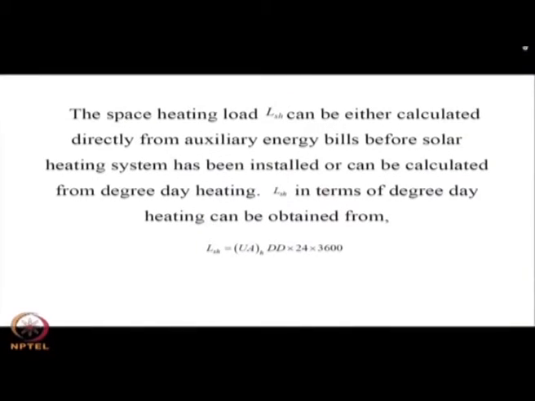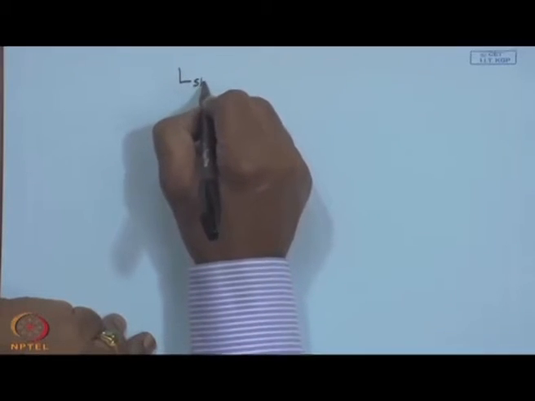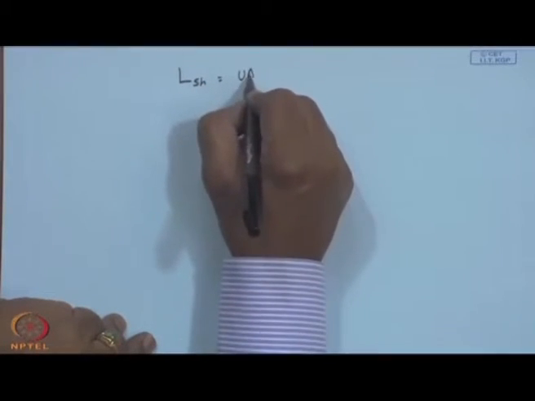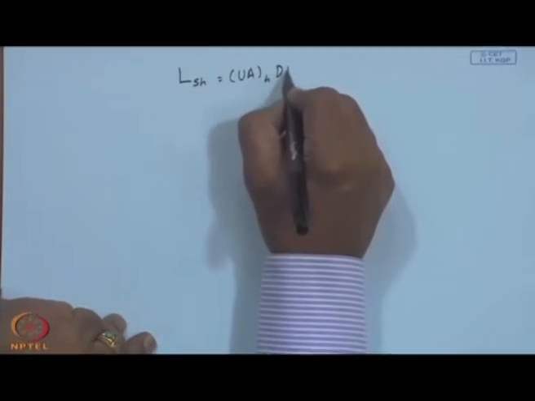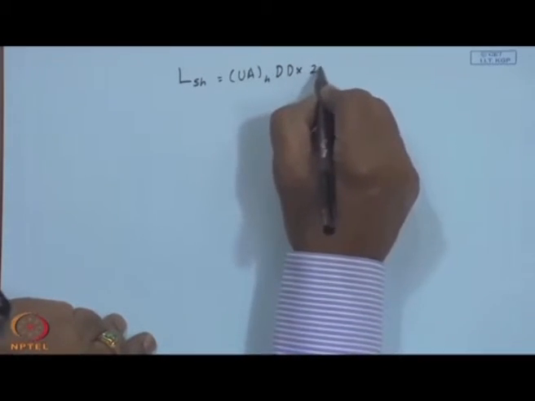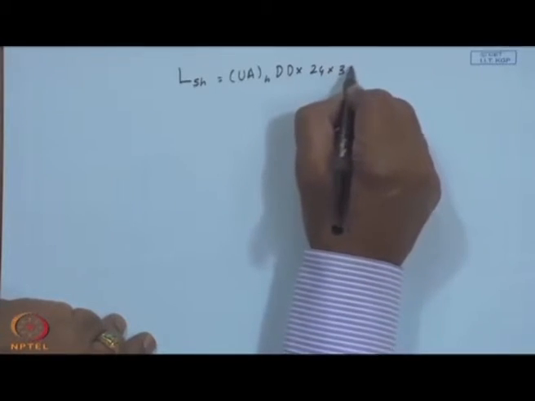So, like we have done for the air based systems, either you use the utility bills to get the space heating, or calculate L space heating as UAH, that is the building heat loss coefficient, multiplied by degree days, multiplied by 24 into 3600 to make it consistent units.